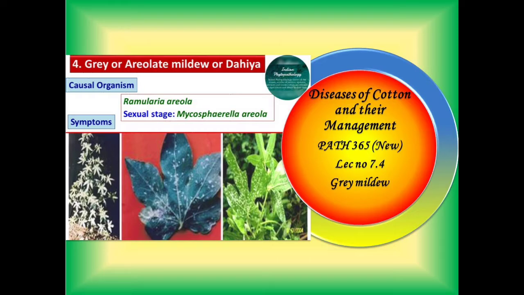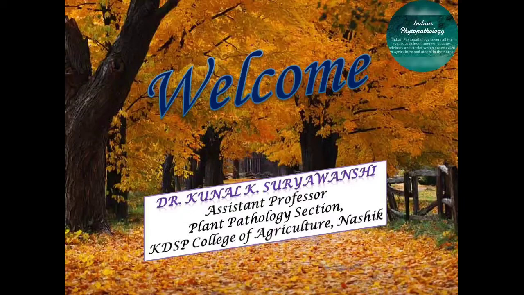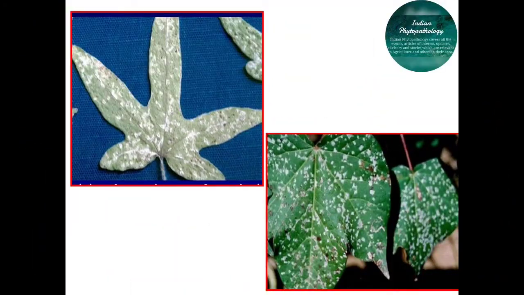In the previous lecture, we have studied root rot of cotton, its causal organism, symptomatology and its management. Now today, we will see the next disease of cotton, that is grey mildew or areolate mildew or dahiya disease of cotton. Grey mildew of cotton is caused by Ramularia areola, and its sexual stage is known as Mycosphaerella areola. This disease is common in many parts of India and is severe in low-lying areas with high humidity.